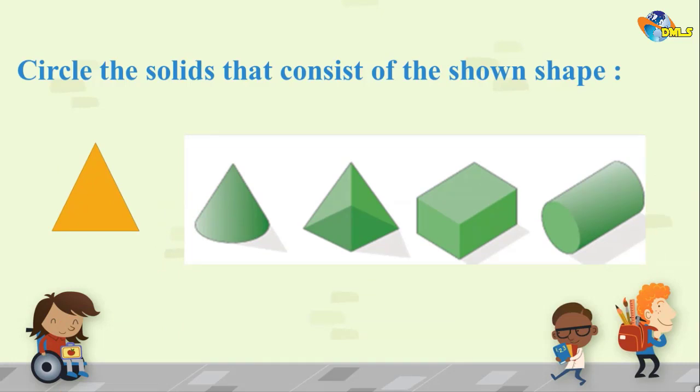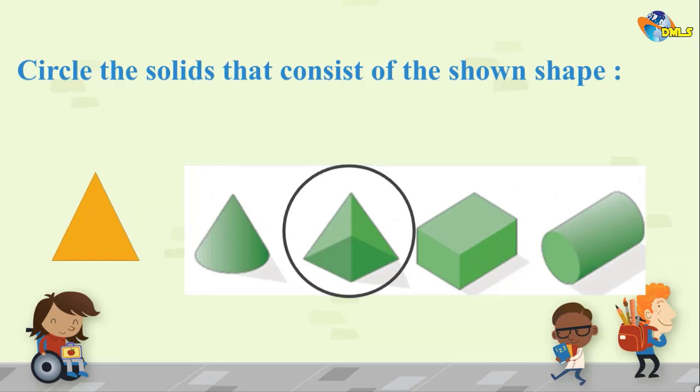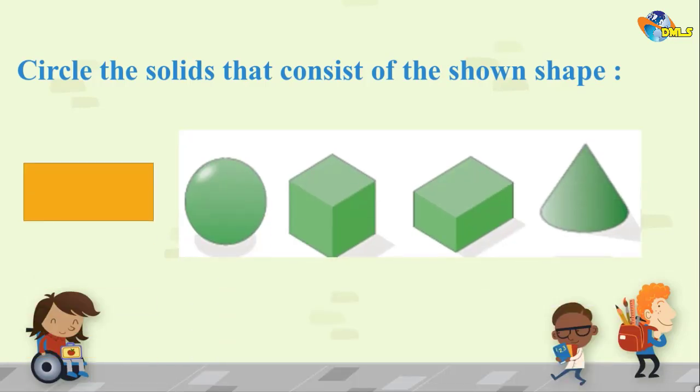Triangle. Which consists of a triangle? It's only one, square-based pyramid, because it has 4 triangular faces. Rectangle. Excellent. Cuboid, it has rectangles.